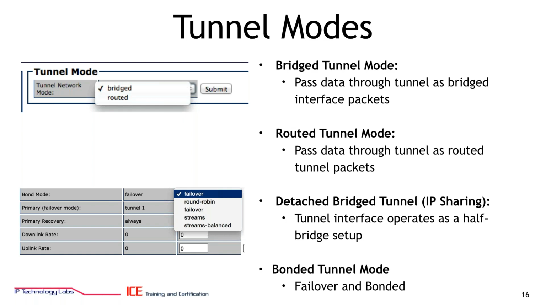We can also run in what's called an IP sharing mode. The server side is in a bridged connection. The client side is in a routed connection. So you're routing between different interfaces on the client side, but everything at the head office or the server side is a bridge tunnel mode. And then we also support bonded tunnel modes that we can use for bonding and sharing traffic, or we can also use that for failover capabilities.